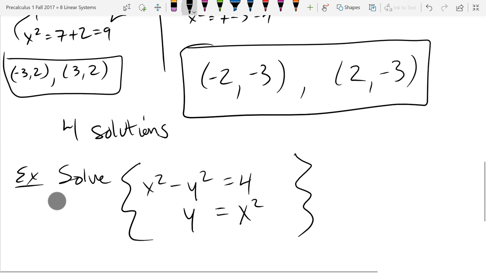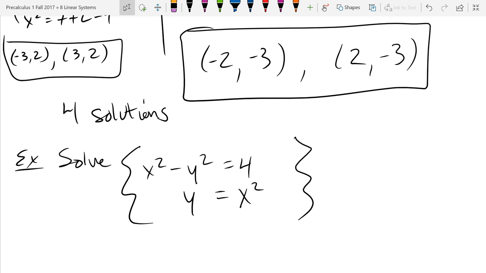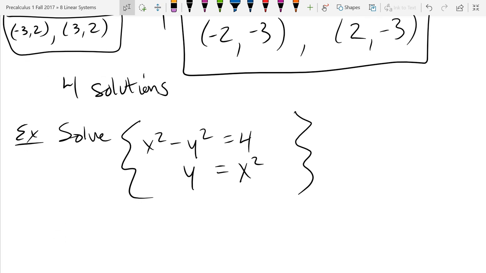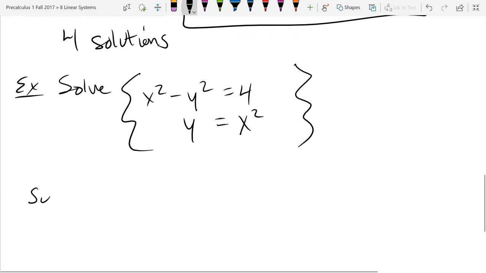So most of these nonlinear equations are going to be in two dimensions. So the first equation, x squared minus y squared equals 4, and the second equation is y equals x squared. You could absolutely go elimination, but in order to do elimination, we'd really have to get our x squared term on the other side. So let's go substitution instead on this system. You can use either one. Let's go with substitution.